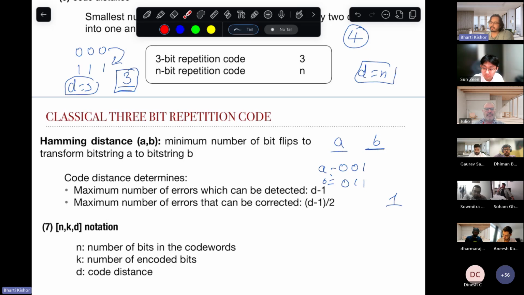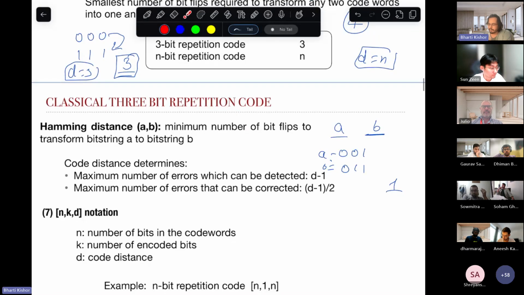So what you are doing for code distance is that for all pairs of code words you compute the Hamming distance, and then you take the minimum of all. So all possible Hamming distances, and the minimum of that basically gives you the code distance.